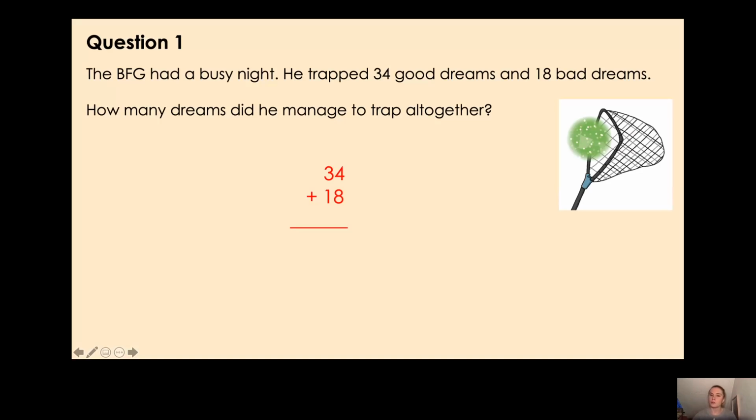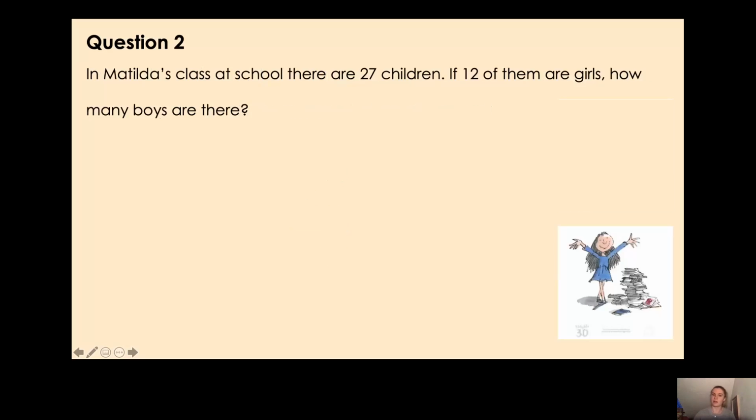Oh, so what do we need to do? Do we need to exchange? Well, yes, we do, because we will have 12 in the ones column, and we're not allowed 12 in the ones column, are we? So we're going to put 2 in the ones column and then carry the 10 in 12. Okay, so now let's add the tens. We've got 3, 1 and 1, which gives us a total of 5. So the BFG managed to trap 52 dreams altogether. Well done if you got that correct. Let's have a look at our next question.